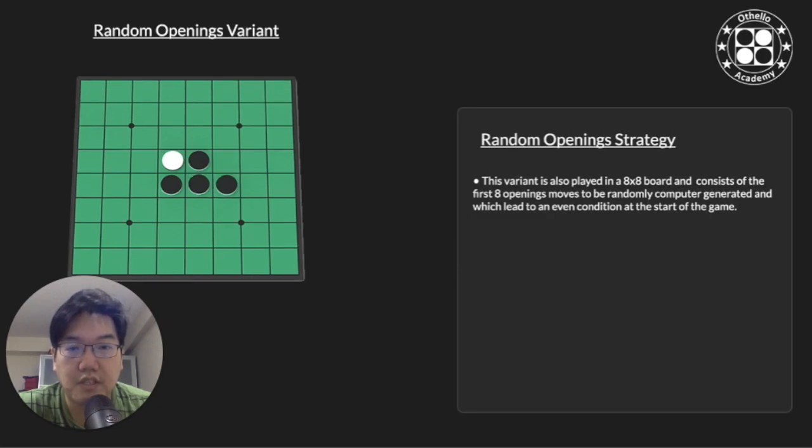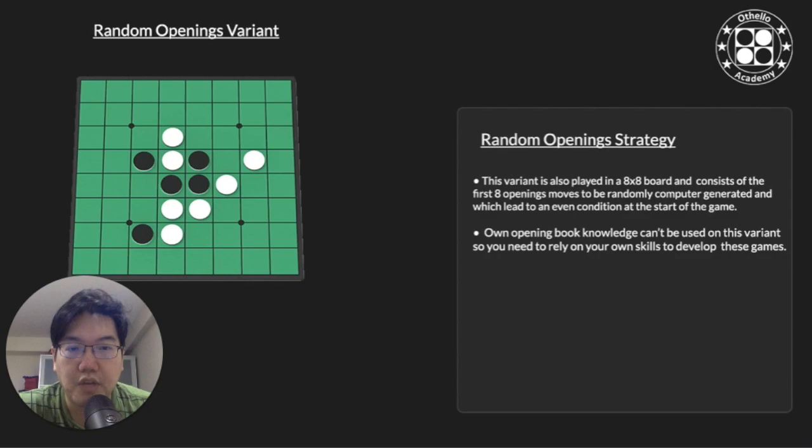So this is just an example. You have the first 8 moves being moved randomly, selected by the computer, and then basically it forms up this shape. So when it starts, it always starts with black, just like the normal Othello game.